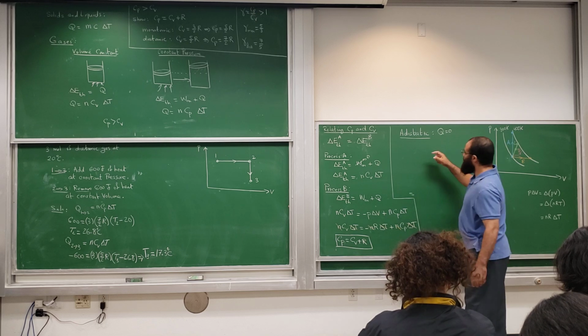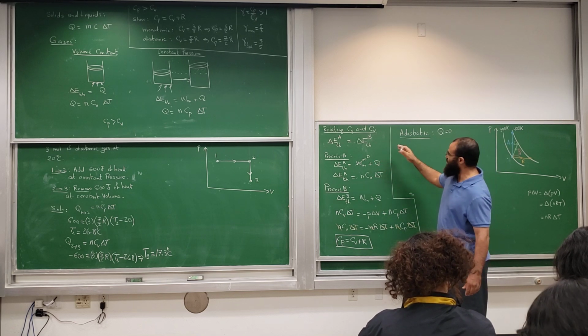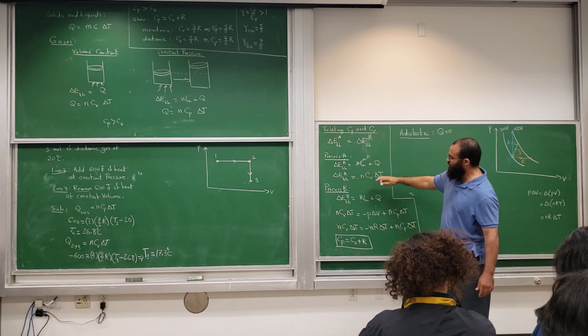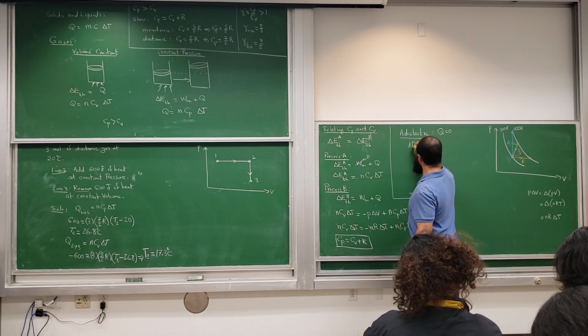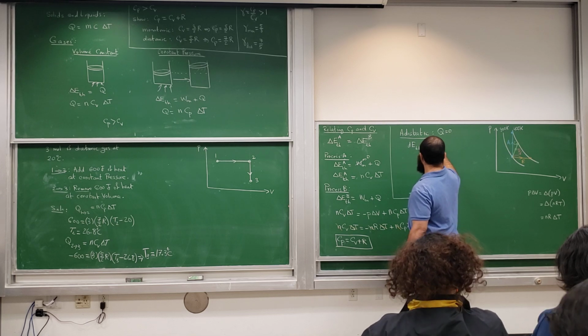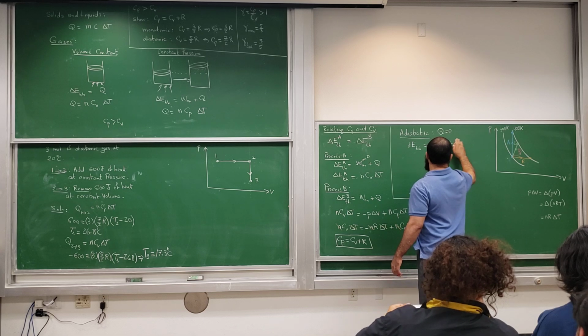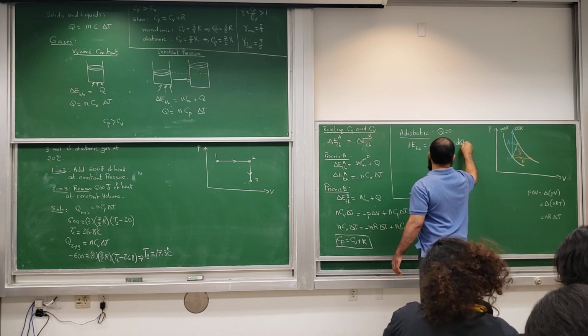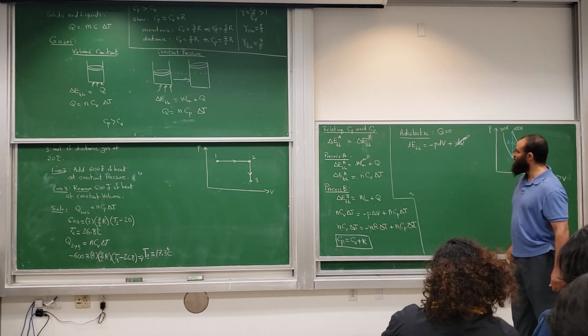The idea is to start with the differential form, not the ideal gas law, the first law in differential form. So I have dE thermal is equal to the work done, that's minus P dV, plus dQ, but there is no Q, so that part is 0.